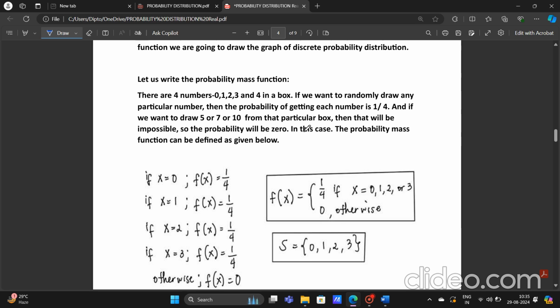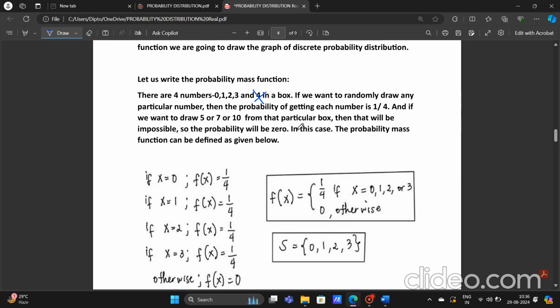And if we want to randomly draw any particular number, what is the probability? Obviously the total outcomes are 4, and the favorable outcome is 1, as we are trying to draw any particular number. So basically the probability is 1 by 4. But if we want to draw 9 from this box, then the probability will be 0, because there is no 9 in this box. If we want to draw 3 out of the box, the probability will be 1 by 4. If we want to draw 2 from the box, the probability will be 1 by 4.